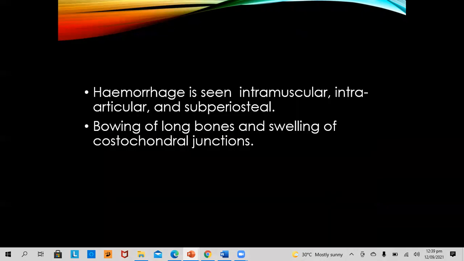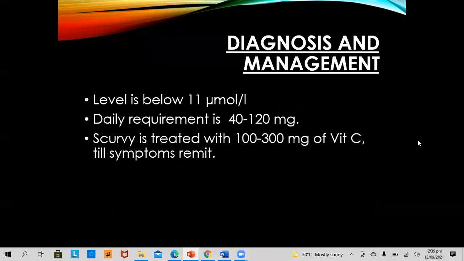Hemorrhage is also seen intramuscular, intra-articular, and subperiosteal. Bowing of long bones and swelling of costochondral junctions also occur. Diagnosis and management. Level of vitamin C is usually below 11 micromoles per liter in scurvy.